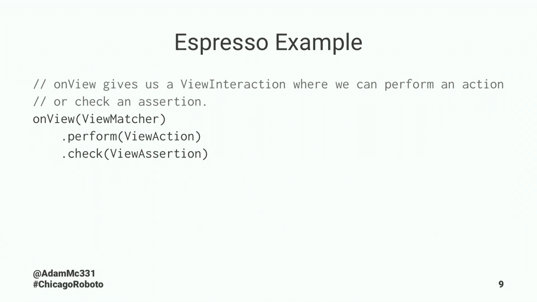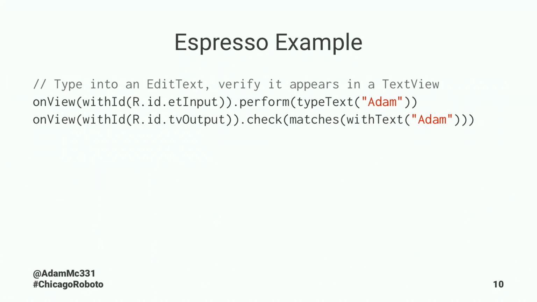You can call .perform and then pass it a view action or multiple view actions that you want to occur. Or you call check with some view assertions you want to make. So a super basic real-world example of this is, let's say we have an app that has an EditText where I can put some information in, and I've got a TextView, and I want to make sure that whatever I typed in is in the TextView.